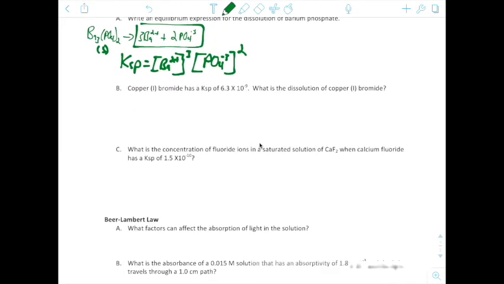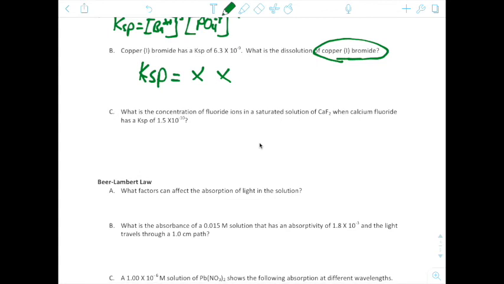On this next one, you're going to use the KSP expression of copper(I) bromide. Write your KSP expression, and since it's a 1-to-1 ratio, and you don't know their concentrations, you just label them as X, and since they dissociate the same amount, it'll be X and X, and go ahead and solve for X in that scenario. In C, you're going to do the exact same thing, and let's go ahead and work this one out.